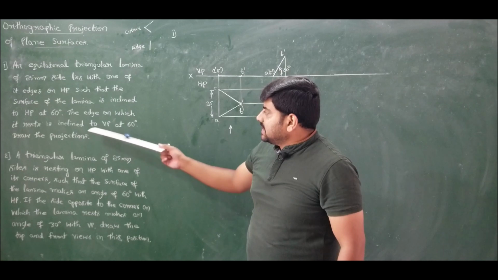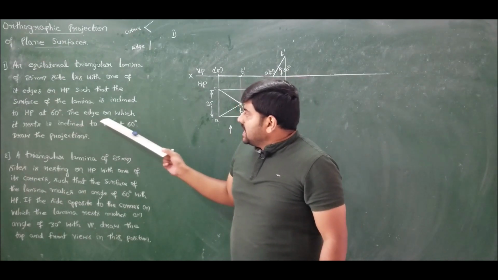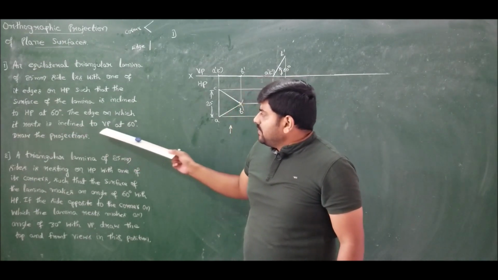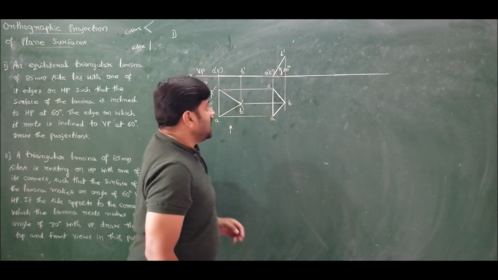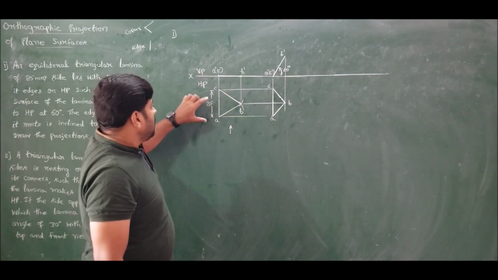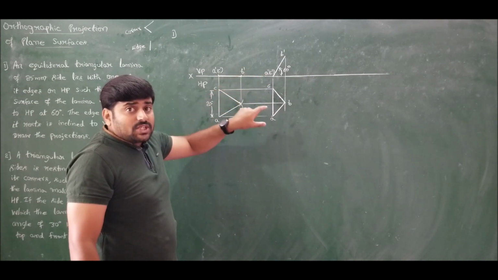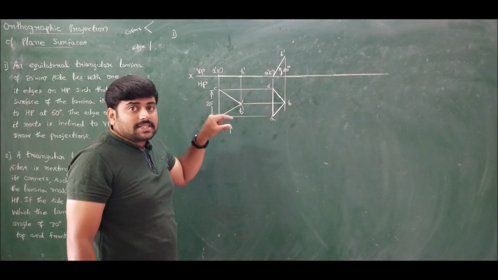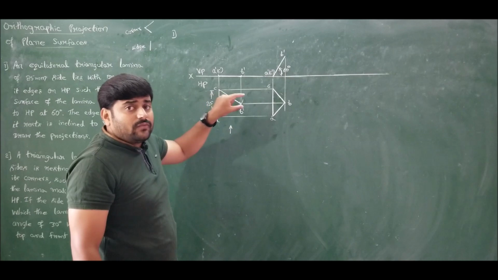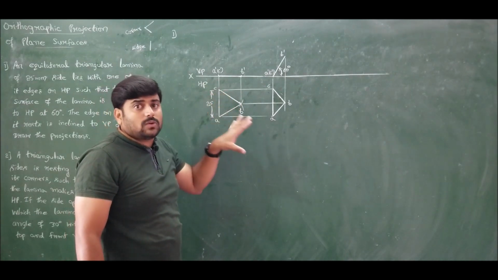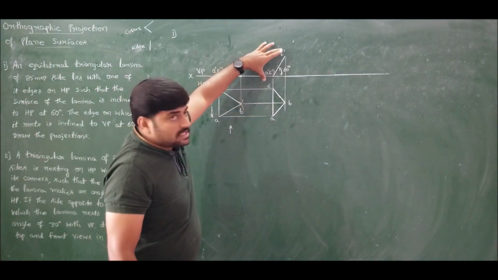The remaining condition is that the edge on which it rests is inclined to VP at 60 degree. On which edge it is resting? It is resting on edge A dash C dash. On which edge or on which corner the lamina is resting can be seen in the front view of the second position. Kindly make a note. The front view of the second position is this one.